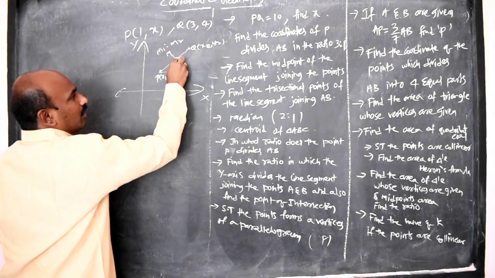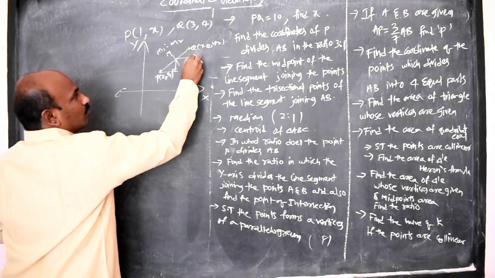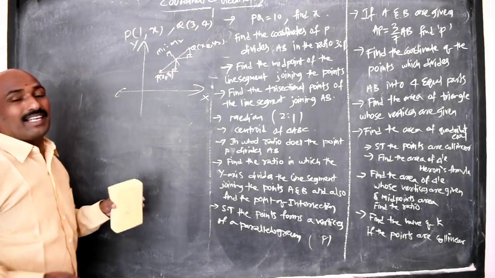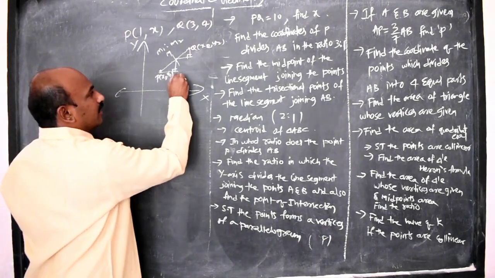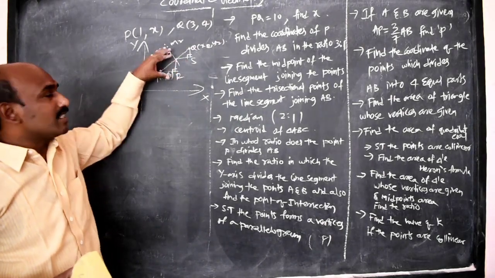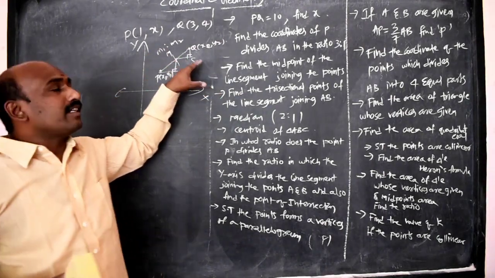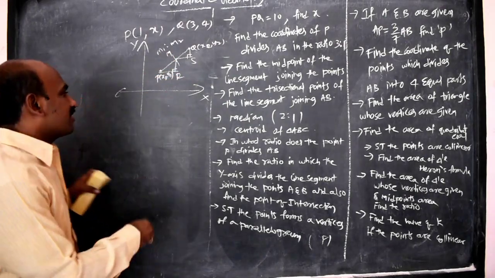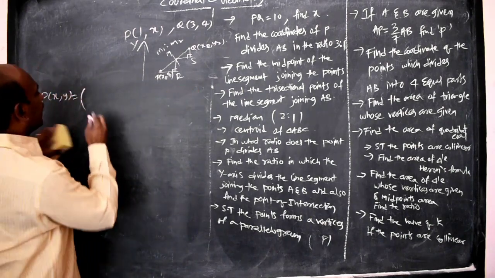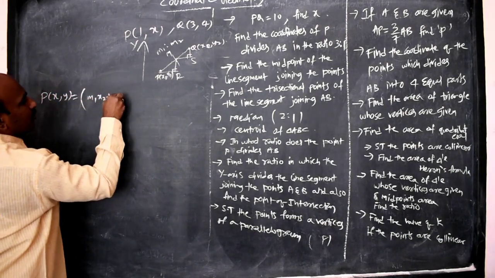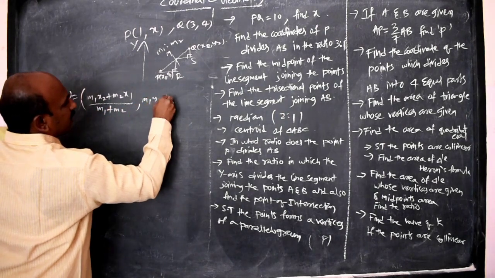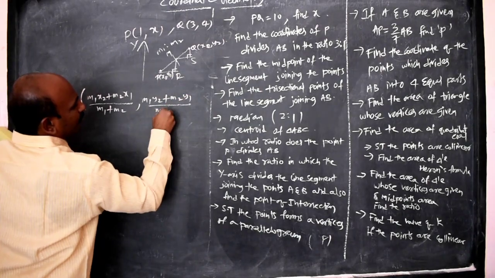we can draw one horizontal line like this, and here also one horizontal line and a vertical line. We can prove these two triangles are similar. Here R, S, like this. PMR and MQS triangles, we can prove that those are similar. Then, by using similarity, we can get the condition. The section formula is P(x, y) equal to (m1 x2 plus m2 x1) by (m1 plus m2), (m1 y2 plus m2 y1) by (m1 plus m2).